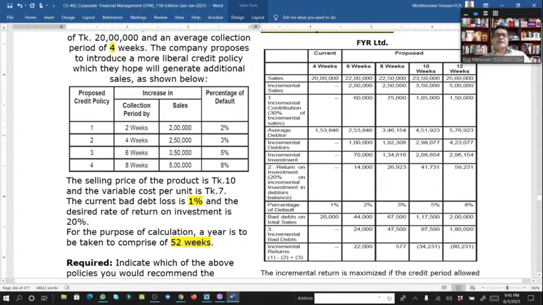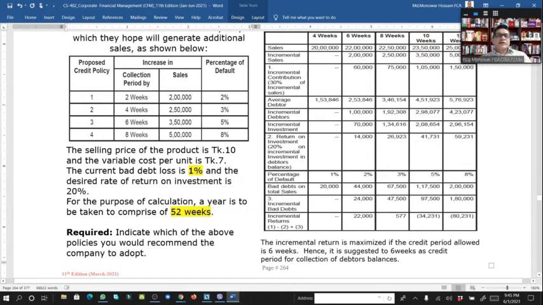So for sale, it says the sale increases by 2 lakh. Presently 20 lakh, so here 22 lakh, and then 22.5. This way we calculate the sale. Then the incremental sale in the second line, and then incremental contribution at 30% of incremental sale. The price is 10 and variable cost 7, so the contribution is 3. This way we calculate.